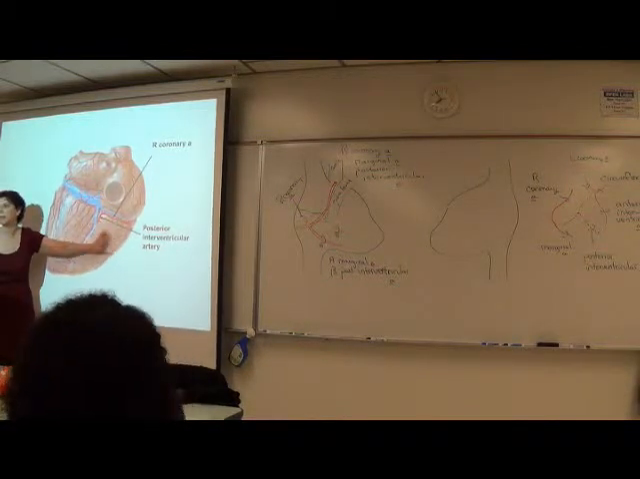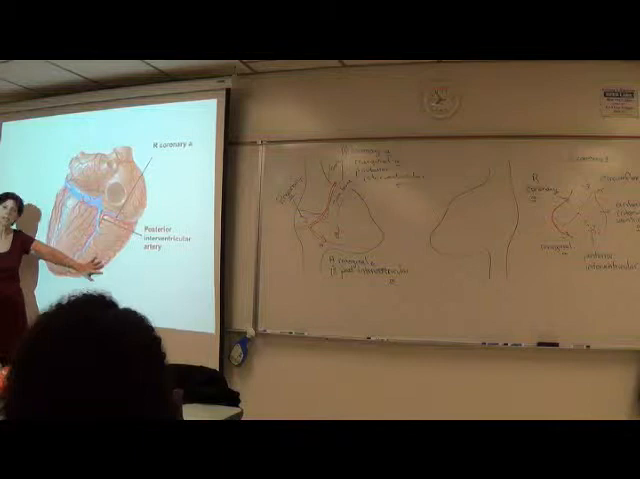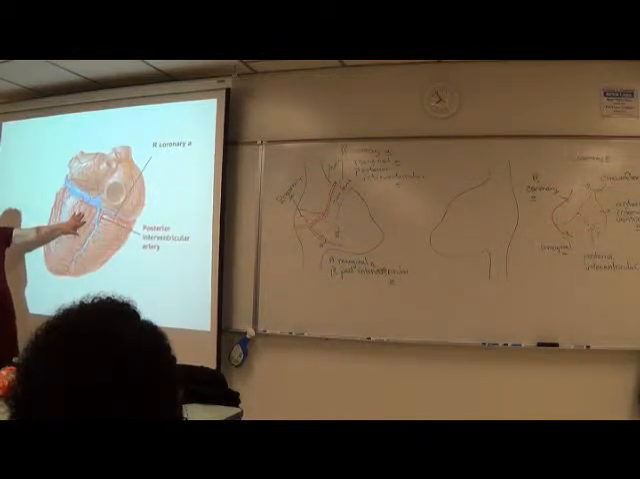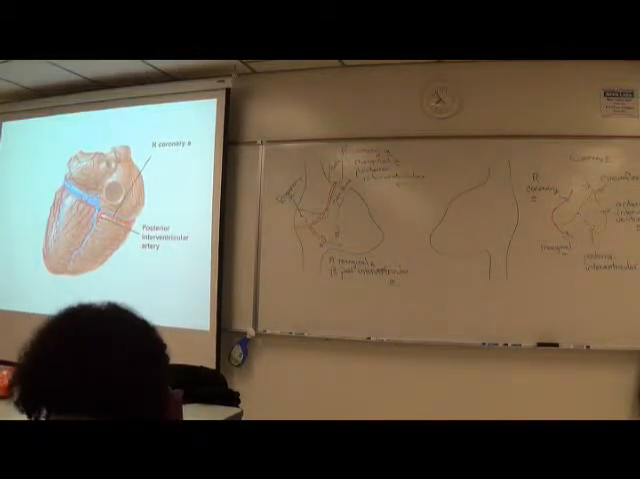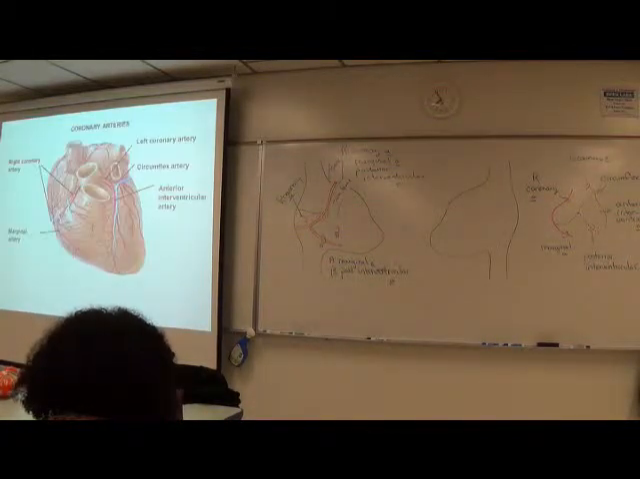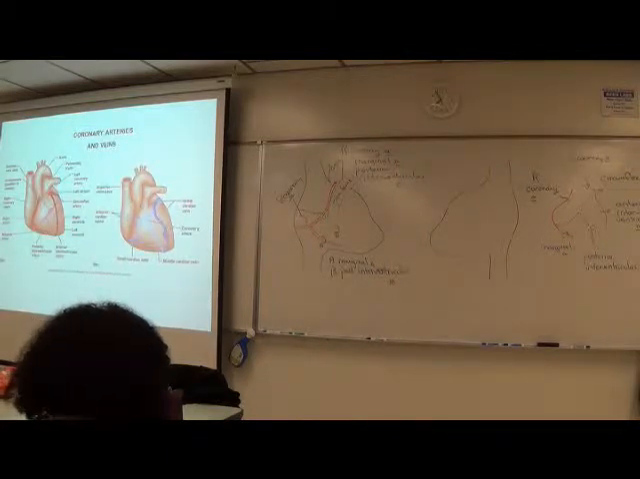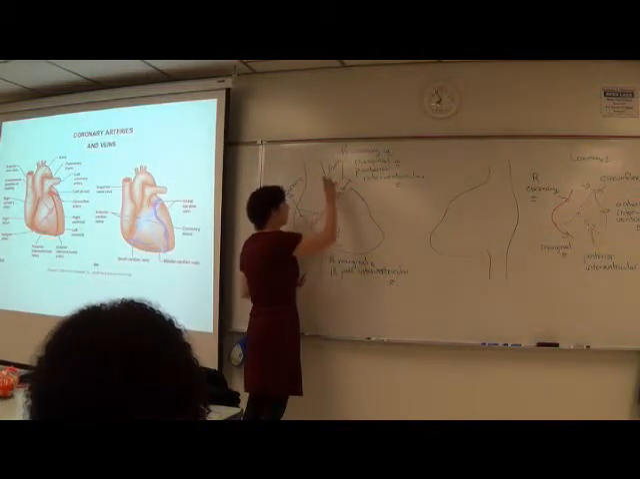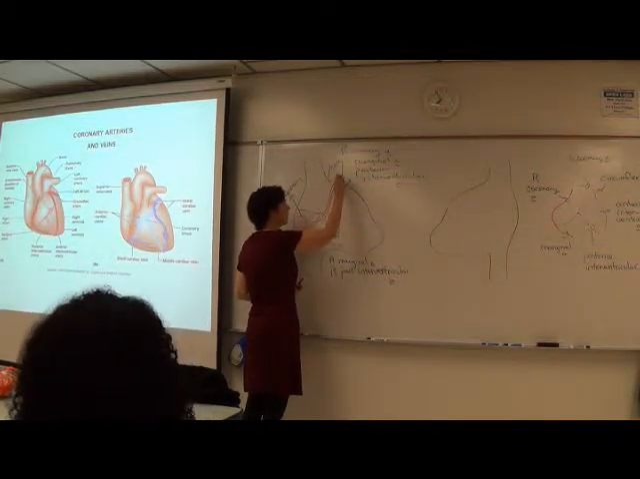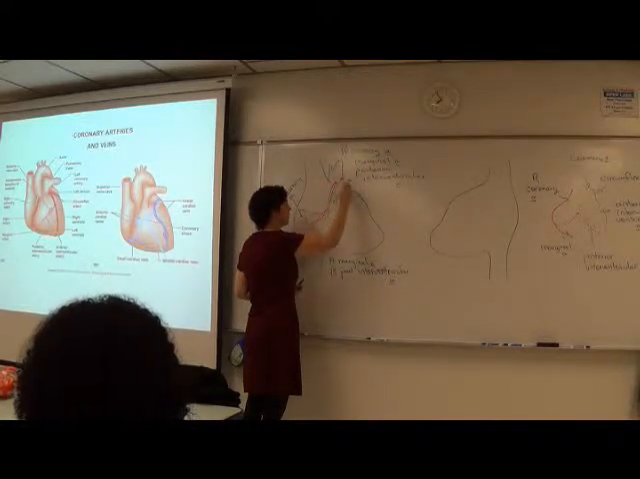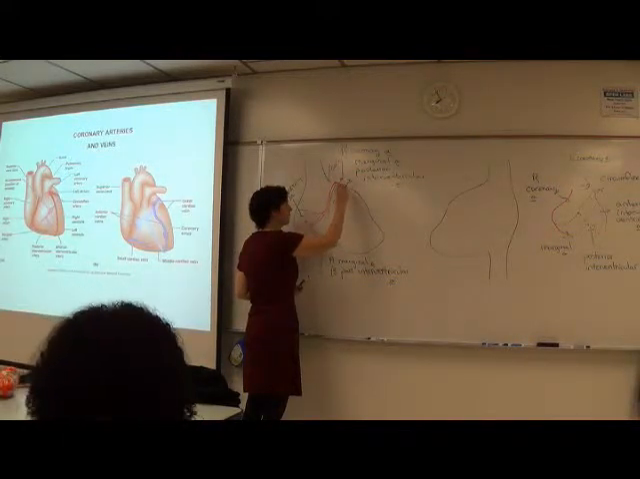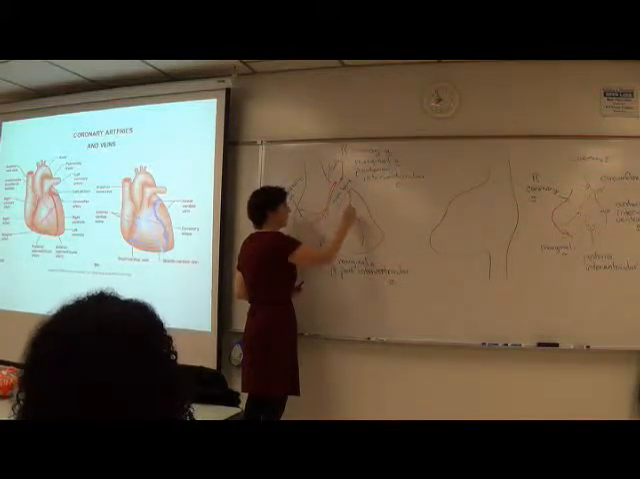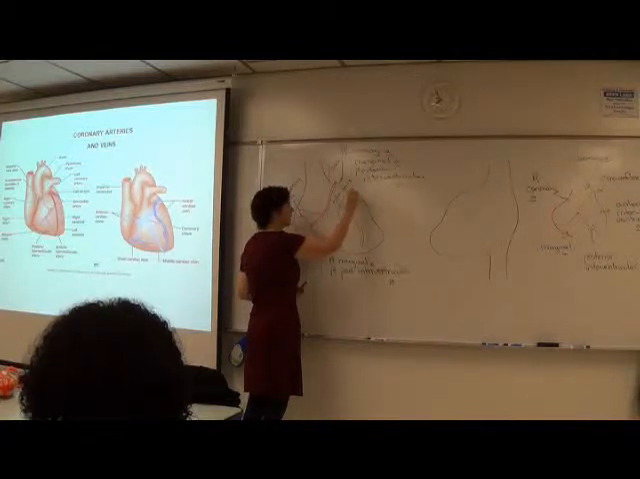And from the back, you can see this groove, and this would be our right ventricle here, and a larger portion of it, the left ventricle. Remember, two-thirds of the left ventricle is visible from the posterior aspect. All right, so the left coronary artery is going to give rise to the anterior interventricular artery and circumflex.